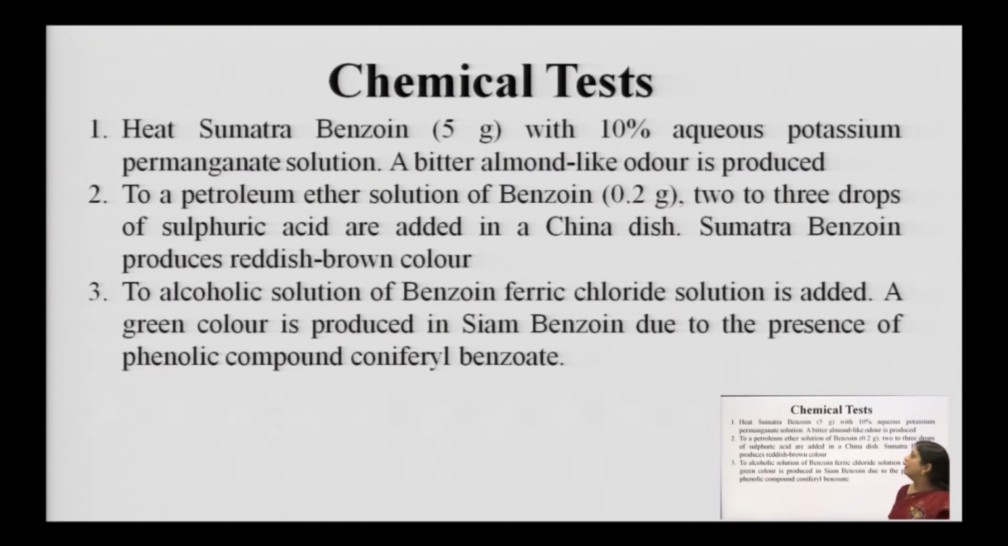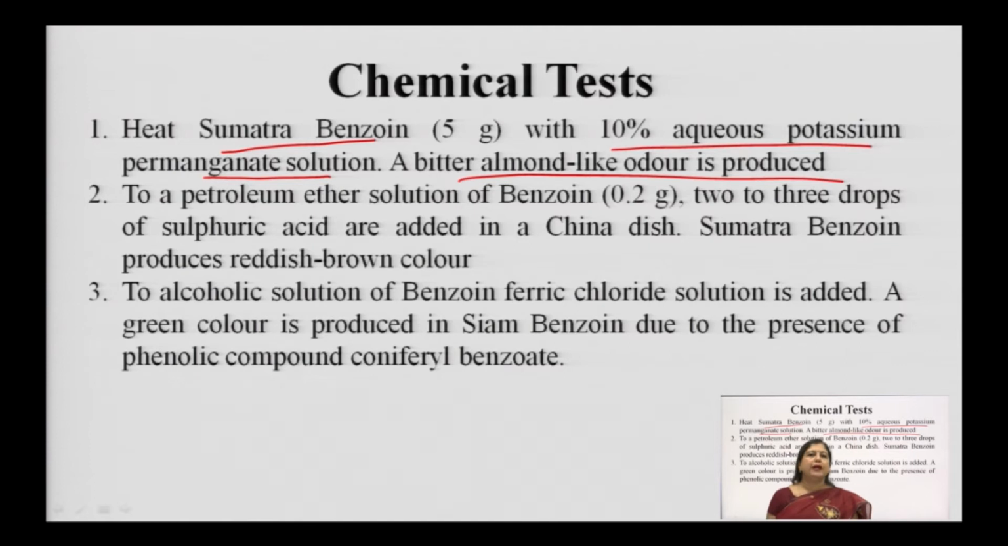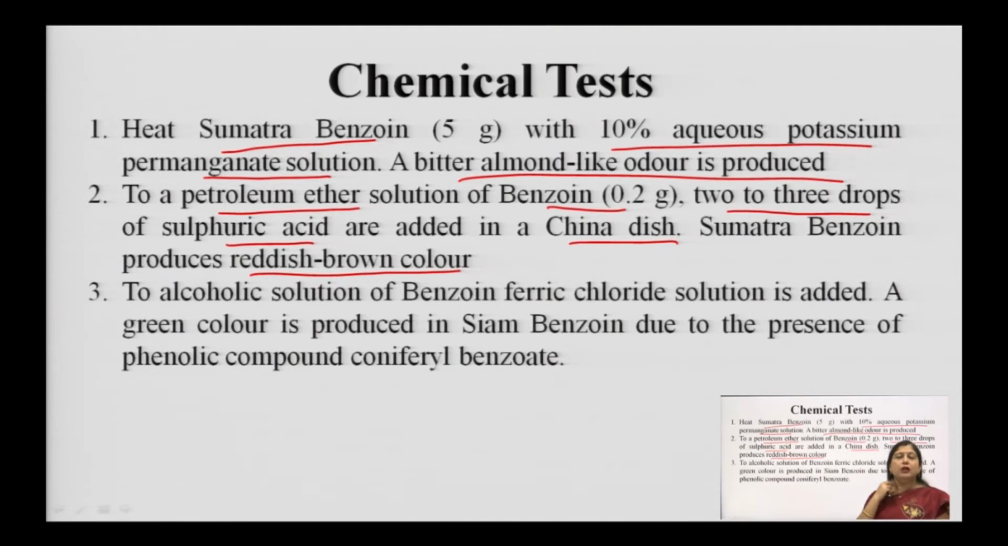The chemical tests: if we heat Sumatra benzoin with 10% aqueous potassium permanganate solution, then a bitter almond like odor is produced due to the generation of benzaldehyde. We know benzoic acid is there, so if potassium permanganate is added, the carboxylic acid will get converted to an aldehyde, producing a bitter almond like odor. The second test: to a petroleum ether solution of benzoin, if we add 2 to 3 drops of sulfuric acid in a china dish, then Sumatra benzoin generally produces a reddish brown color.